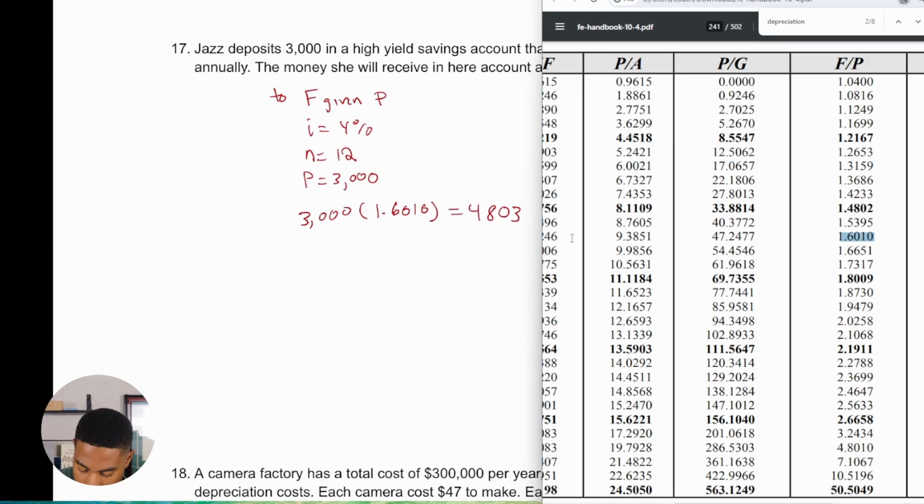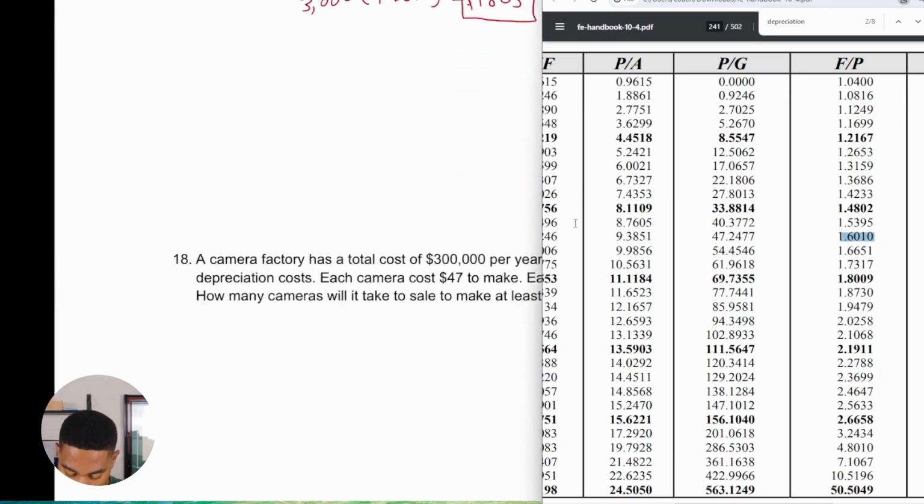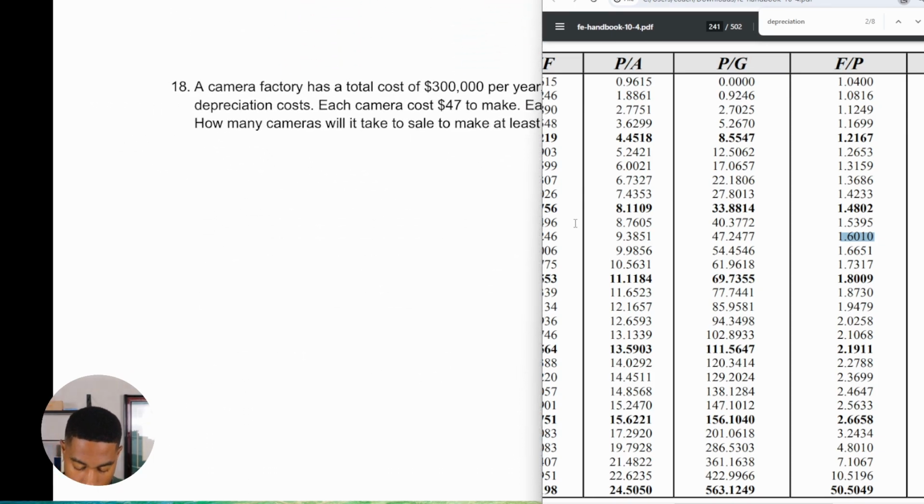approximately $4,803. So after 12 years, she put in 3,000, didn't add any more to it, and ended up with $4,803 after 12 years. So it grew. Alrighty.